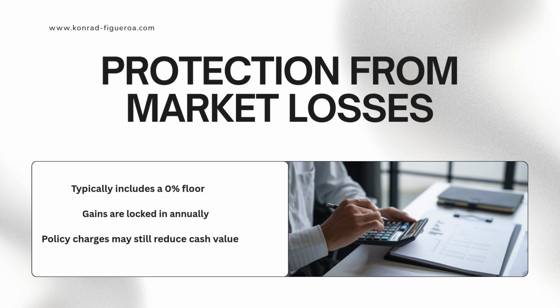One of the most helpful features of an IUL is protection from big market losses. If the market goes down, your account usually does not lose money because of the market. Instead, it simply earns zero for that year. However, the policy still has costs, so the value could decrease slightly because of those fees.